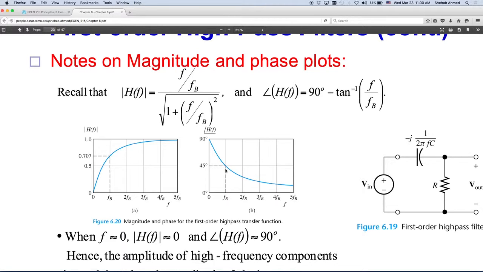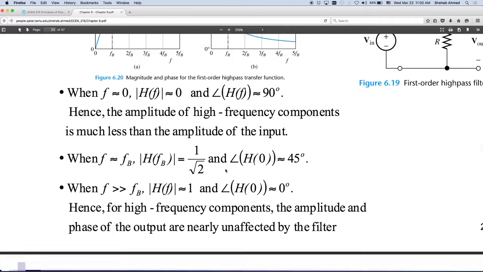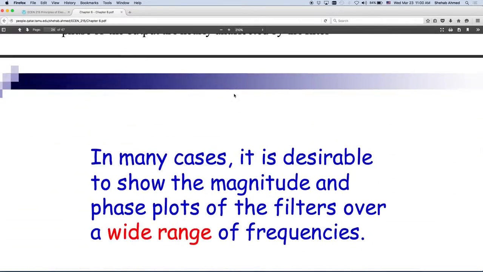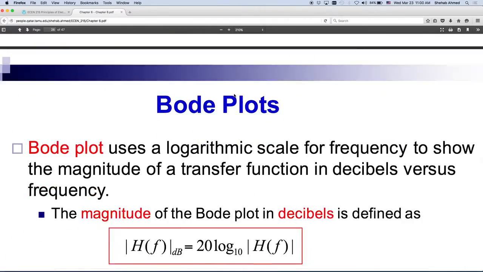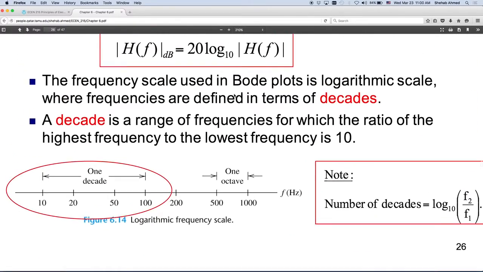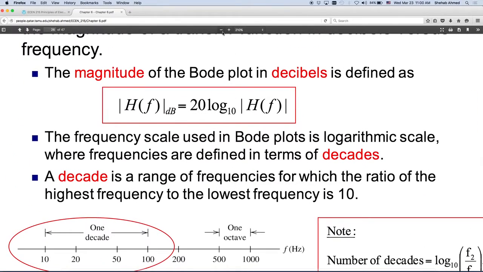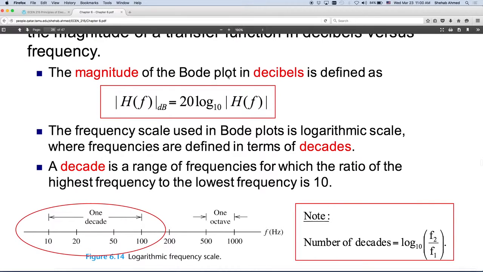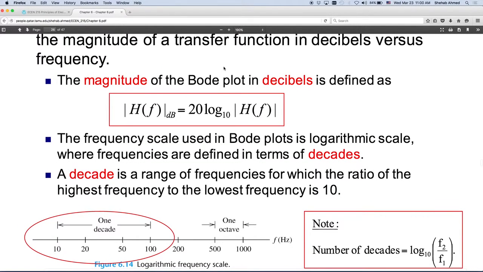And what we saw last time was how we move these magnitude and phase plots to log plots. We take the magnitude of the transfer function H of f, take the base 10 log of that, and multiply it by 20. This results in a unit called decibels.